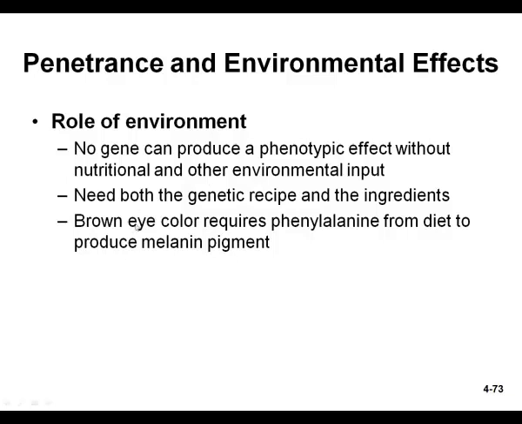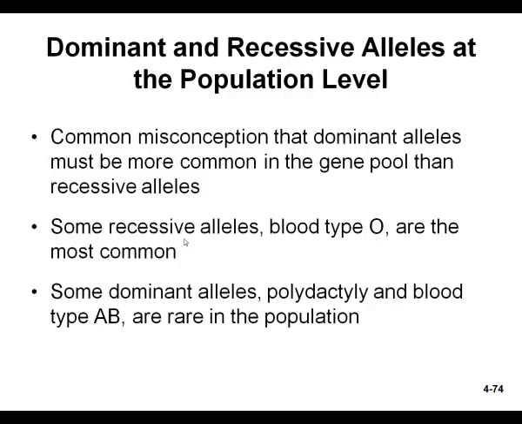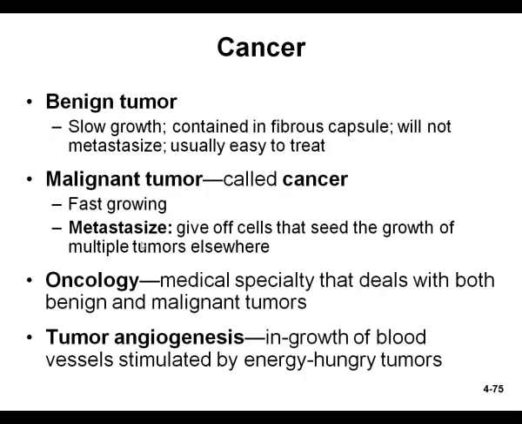So there is a role for the environment, even in the normal functions, like the color of your eye. You will need phenylalanine to make the melanin pigment, and without that you're not going to have much of the melanin pigment, and therefore you don't have brown eyes. But the environment can also precipitate a lot of problems and mutations that can lead to diseases and can lead to cancer. So that gets us to cancer.